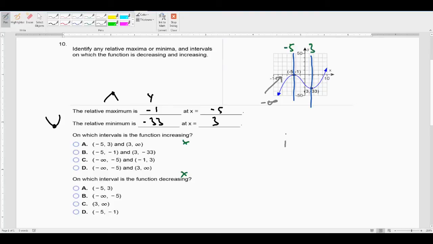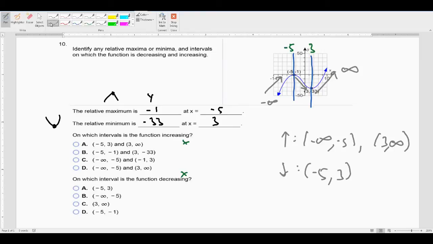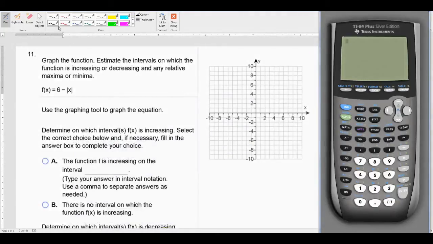I'm just going to do it on the bottom. So we have increase from negative infinity to negative 5, and then between negative 5 and 3 it's going down, so that's a decrease. And then from 3 to forever, which is infinity, it's going back up again, and so that's an increase. So let's match up our answers. Negative infinity to negative 5 and 3 to infinity is D, and then negative 5 to 3 is A, and we're done.